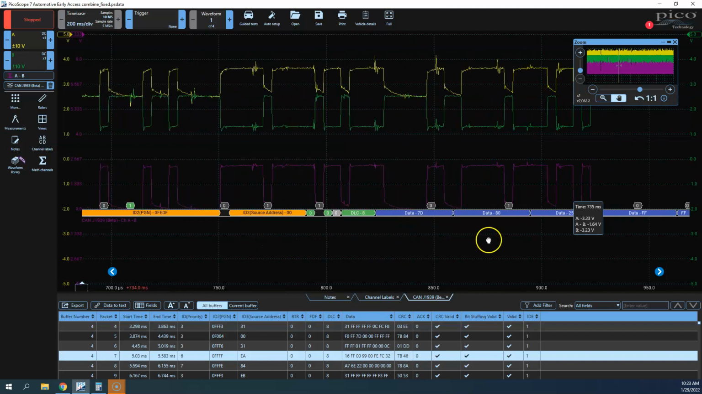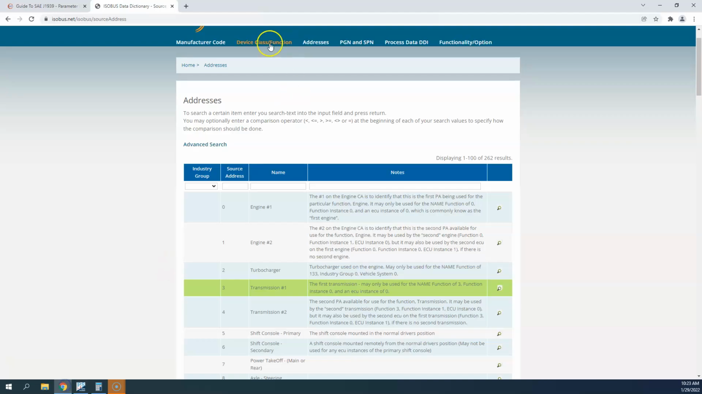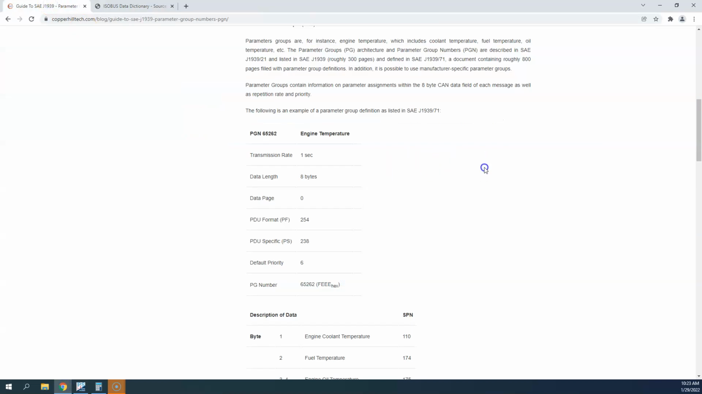Well, let's find a message. I've actually got one, this is a very common message. We're going to look at parameter group number, in decimal, 65262. And this is an engine temperature message. So the hex value of this is FEEE. So let's take a look and see if that message is here.